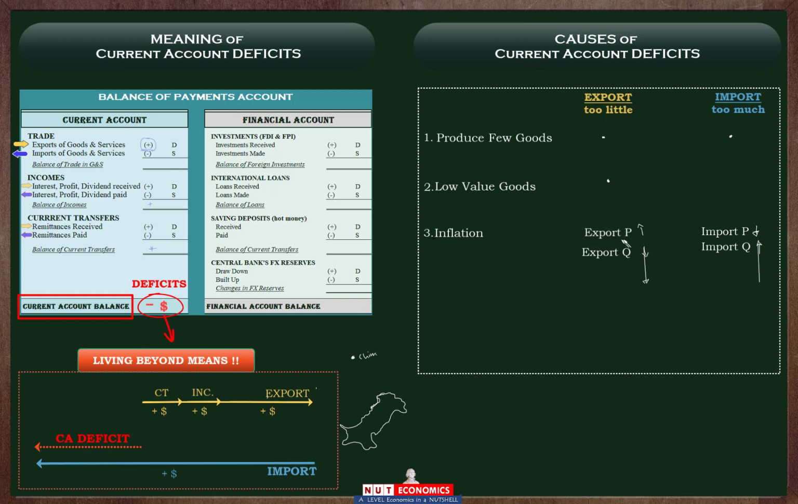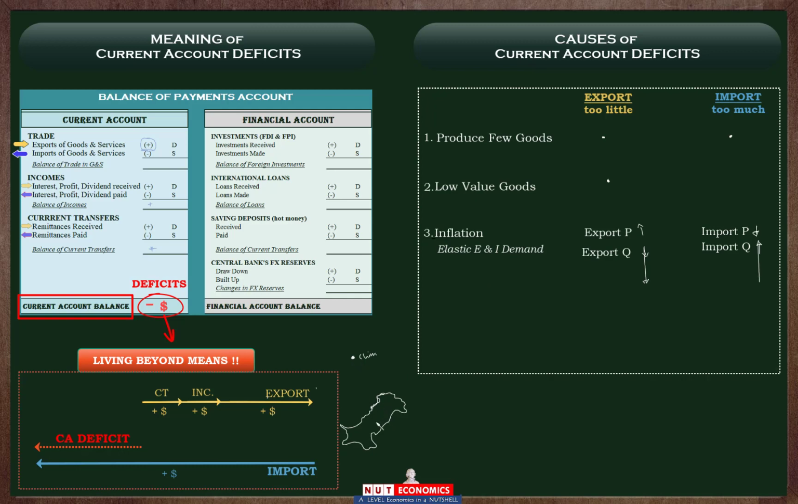The simple logic: exports are expensive, so less will be bought; imports are cheaper, so more will be bought. But will it always cause a current account deficit? Well, you need the export and import demand to be elastic for that to happen. And secondly, remember, we want the rate of inflation in Pakistan to be more than the rate of inflation in the other countries. Only then will inflation create problems.